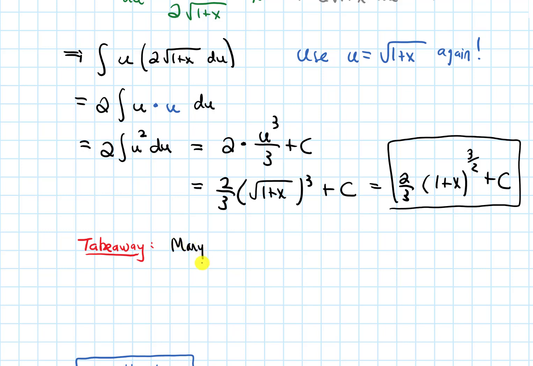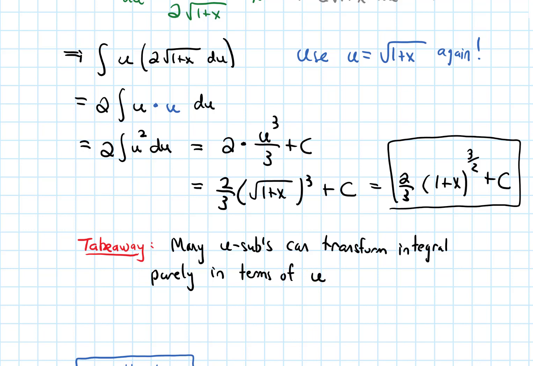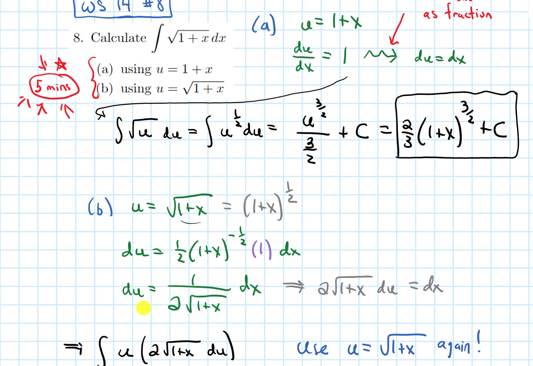which is that many u-subs that we might apply can transform our integral purely in terms of u, but I want to make 2 remarks. I'll put an arrow here. The first remark is sometimes one choice for u is best. And for this question, I would say the first choice of u was definitely a little bit quicker.